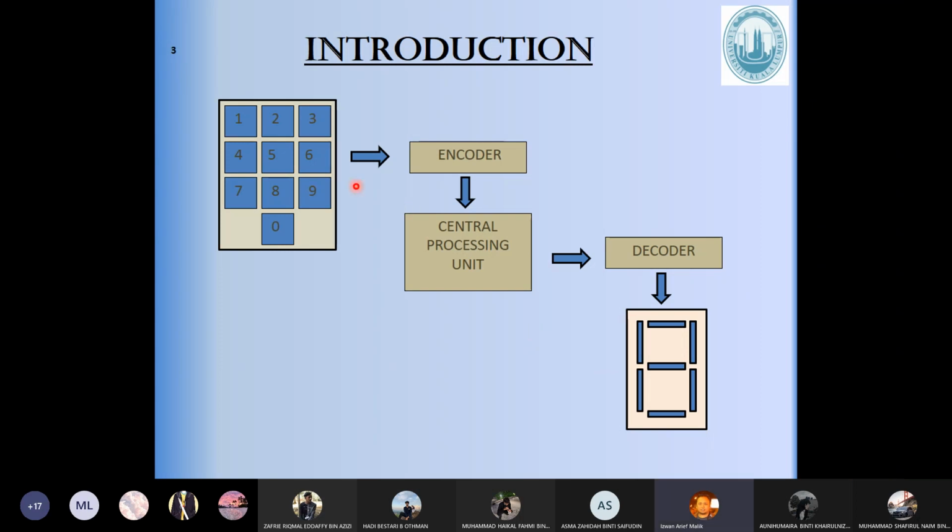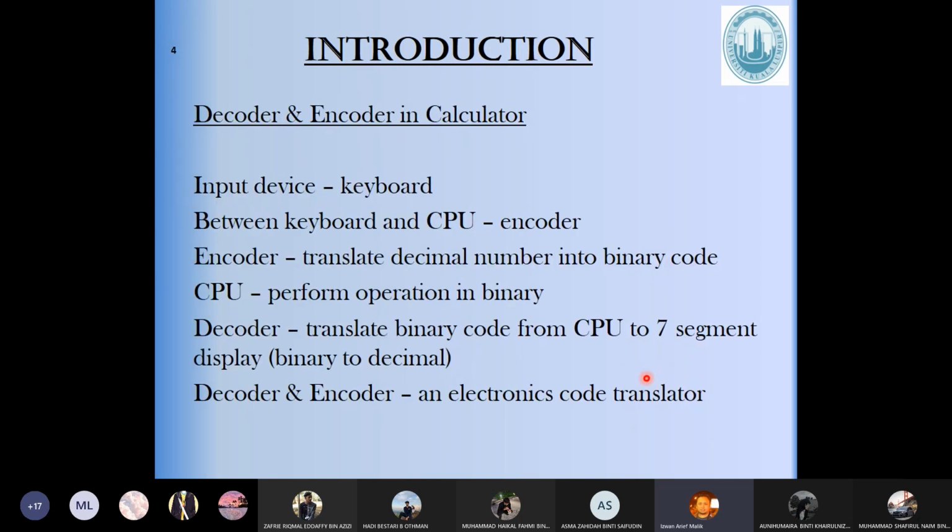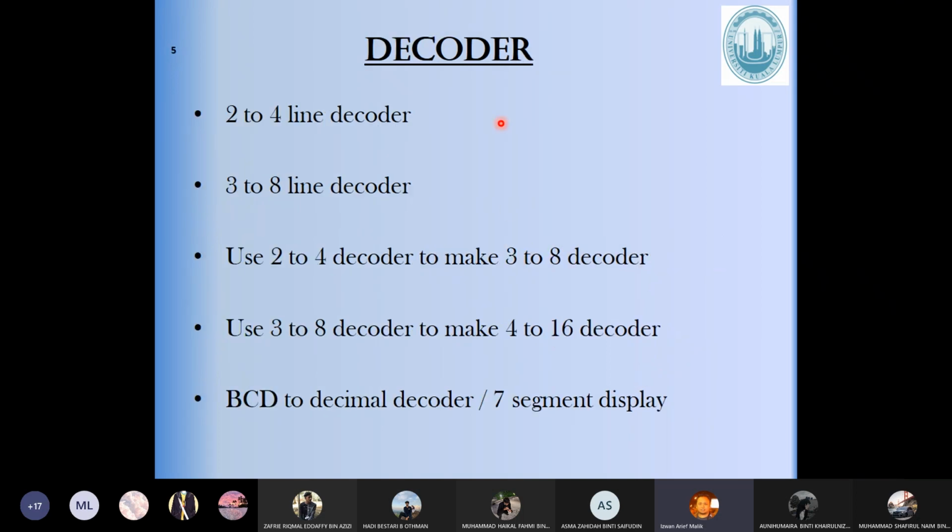So 9 plus 3 will be calculated in the CPU, and then it will transform the output, which is still in binary. This decoder will decode the binary output of 12, 1100, to become 12 at the 7-segment display. Okay. So, decoders which are included in our topics, there are 5 that we will go through.